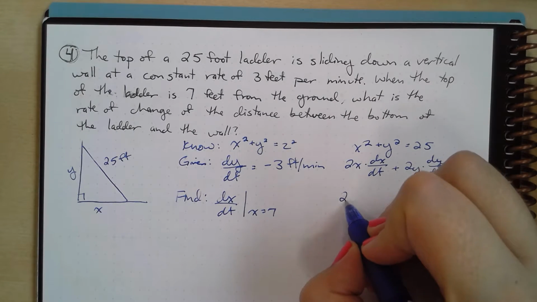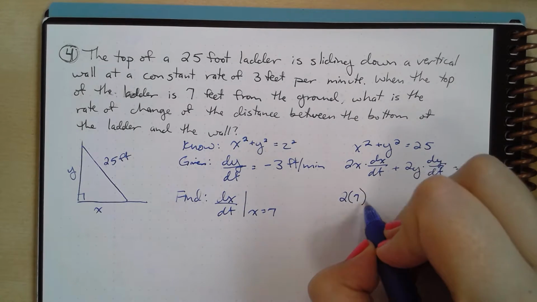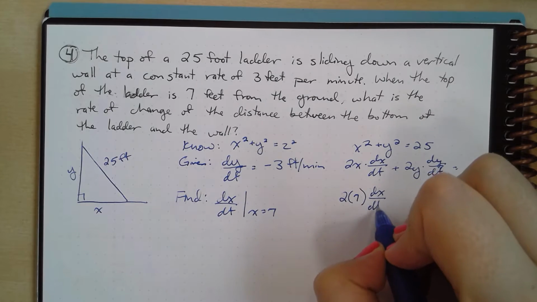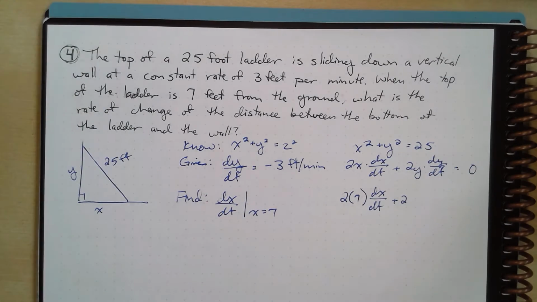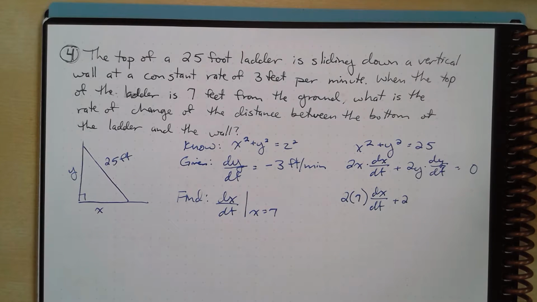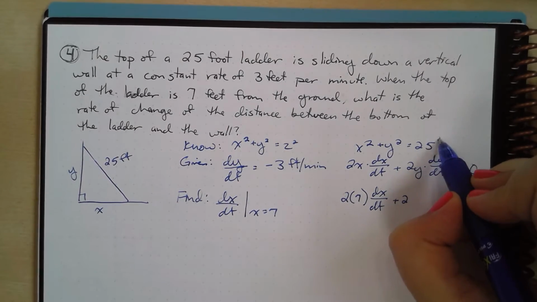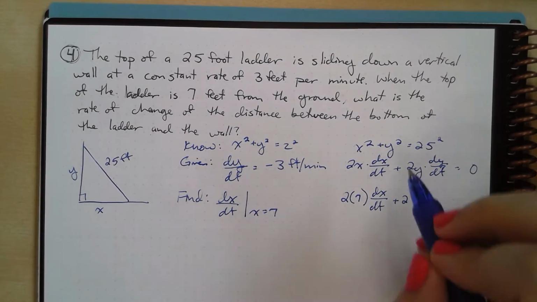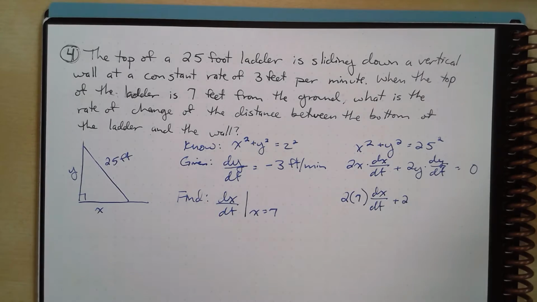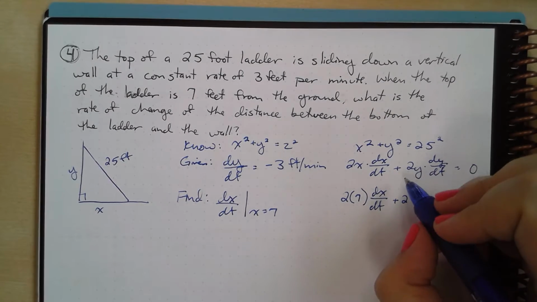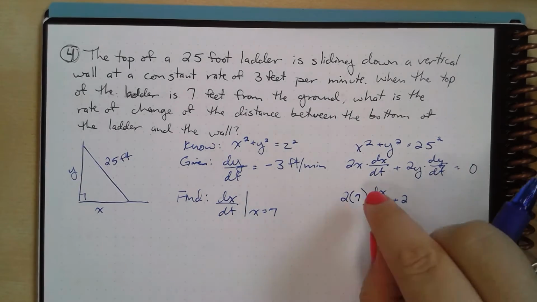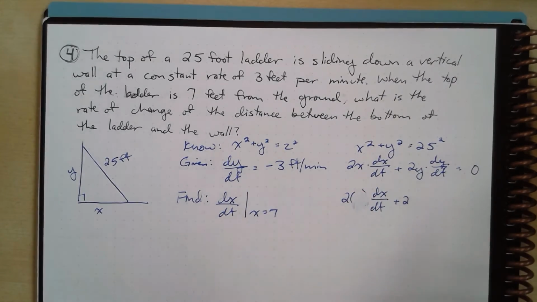We're trying to find this when x is equal to 7. So I'm going to substitute in here. I have 2 times 7 dx over dt plus 2 times y. All right, so I forgot to square this, but honestly, that doesn't really matter. It still becomes 0 anyway. So 2 times 7 times, 2 times y, and actually, I'm not even going to put this 7 in here yet. I'm going to come back to that.